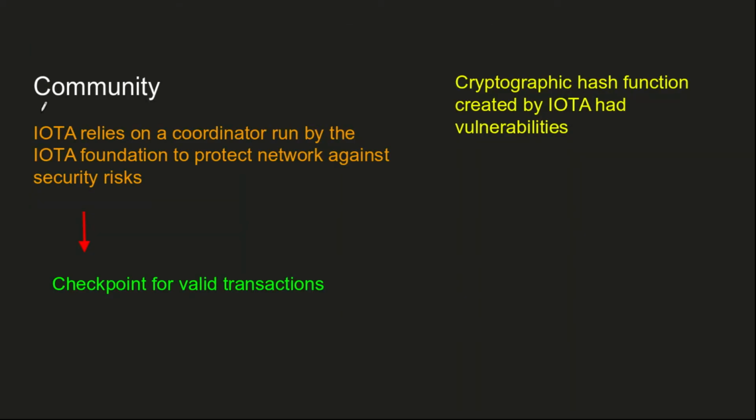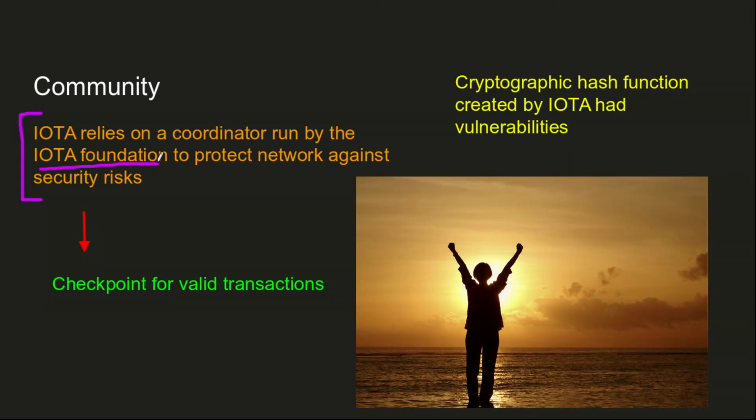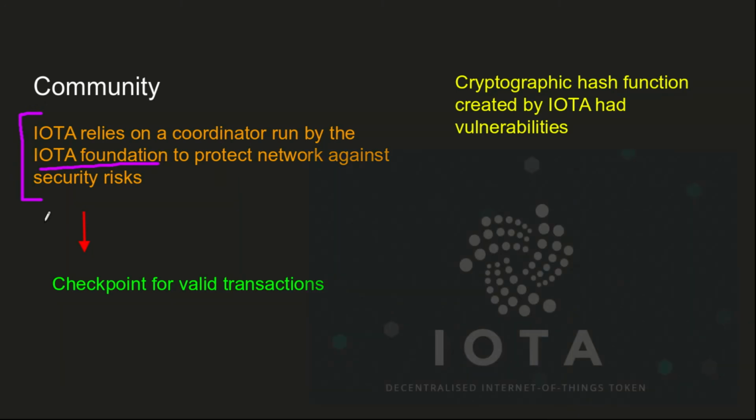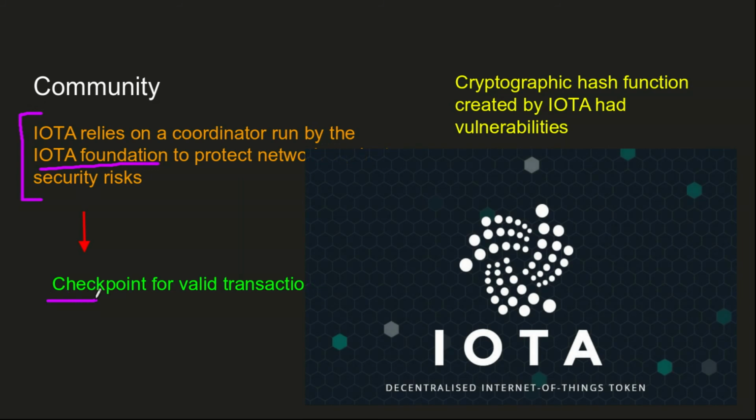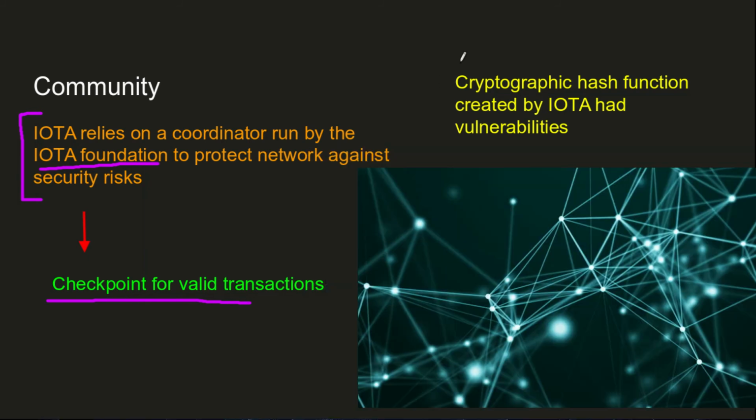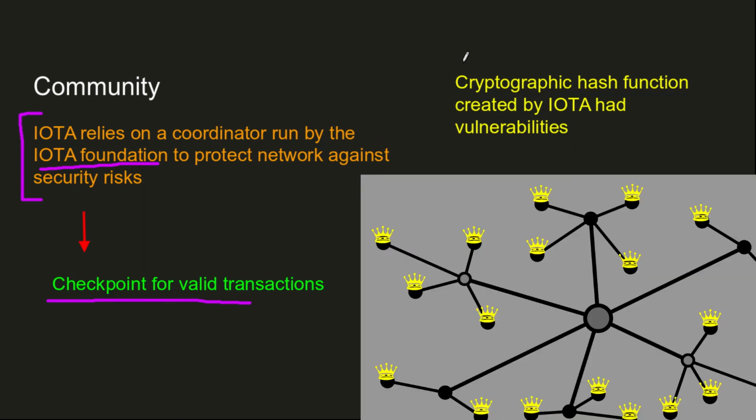But since the technology is still in its early days, not so old, IOTA relies on a coordinator run by the IOTA Foundation to protect the network against certain risks. The coordinator serves as a checkpoint for valid transactions. There have been past issues involving the coordinator being shut down for a while, which rendered the official IOTA wallet unusable for days. And it has led to criticisms of centralization in the network. But according to the official team, there are plans to remove the coordinator eventually.